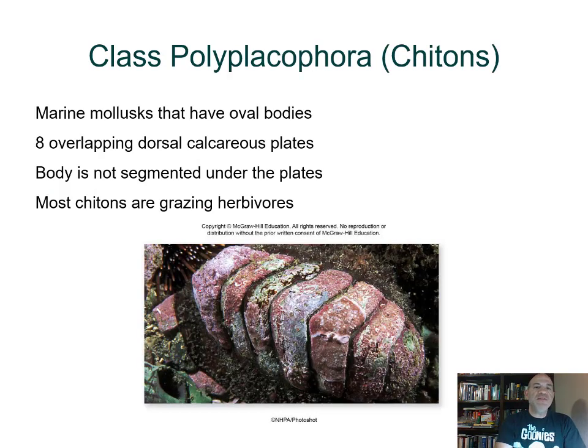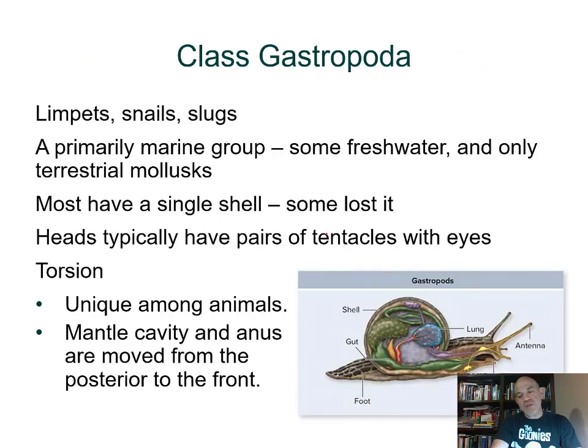So here is the Polyplacophora, which means to carry many plates. They characteristically have these 8 dorsal plates that are overlapping. They don't have a segmented body underneath, even though the plates look like there's segmentation, not segmentation like you see in earthworms. Now, most chitons are grazing herbivores, and they like to attach to things like rocks and move around there. These plates help protect their soft bodies underneath from anything hitting them. And they feed with that radula.